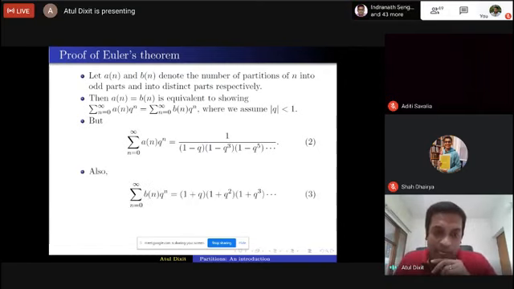Similarly, when I look at partitions into distinct parts, I claim that the right-hand side of equation 3 is what we get as the generating function. Why is that the case?